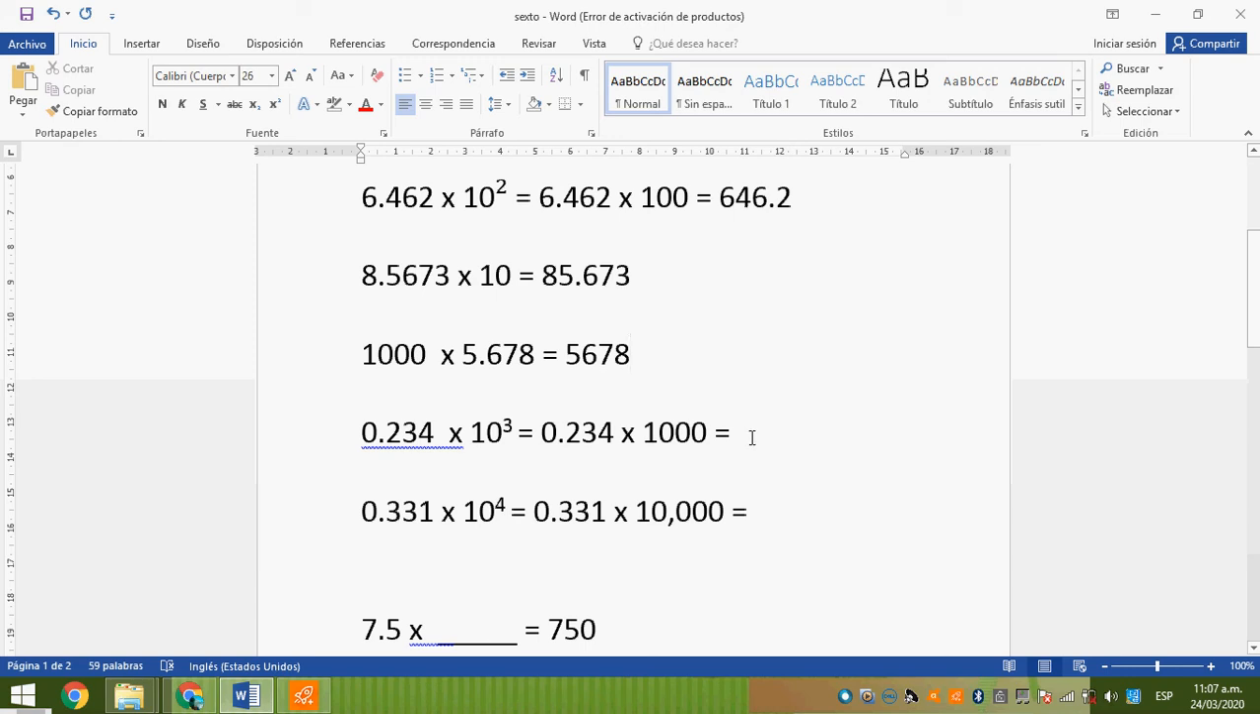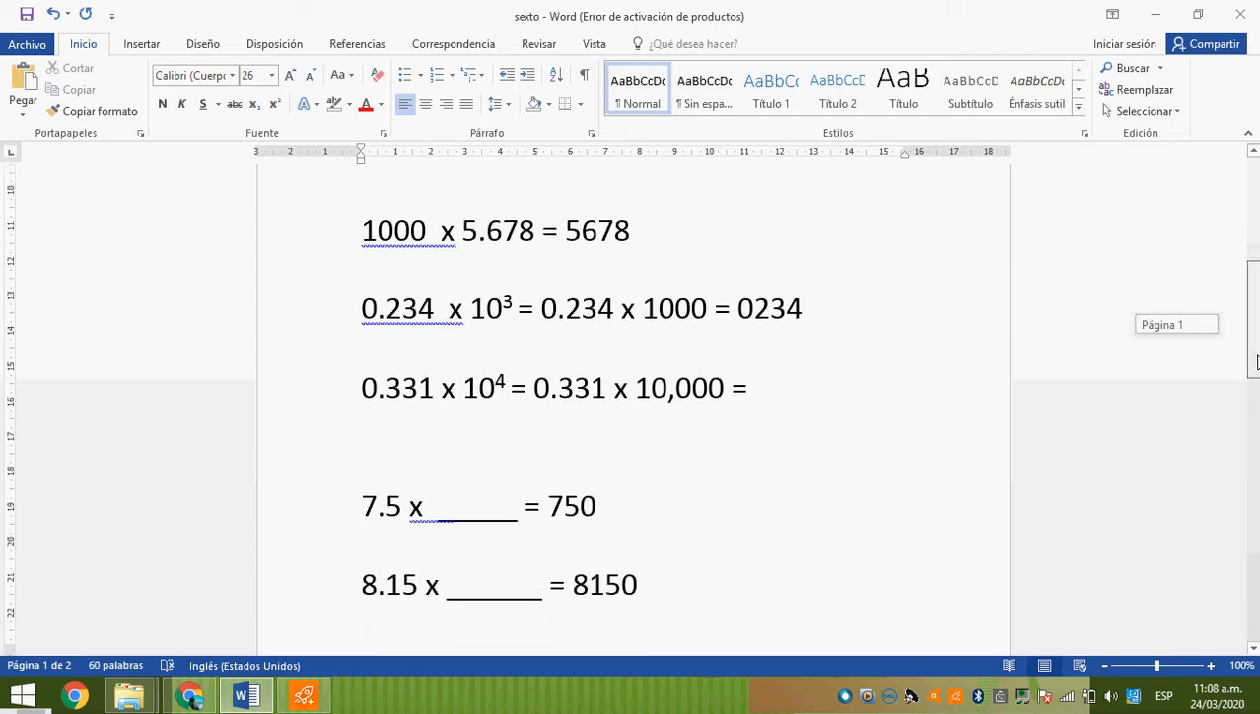Next one. I have 0.234 times 10 to the third power. 10 to the third power is the same as this, 1000. What do I have to do? Move the decimal point 3 spaces to the right. In this case, if I move 1, 2, 3, my final answer is going to be like this. If you put this 0, it's okay. The answer is going to be the same.